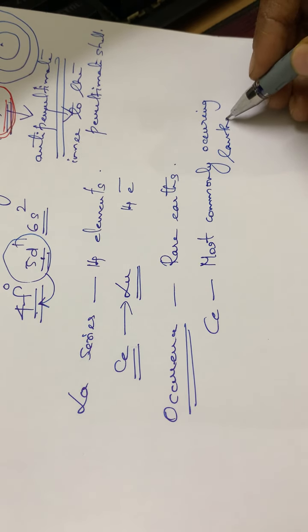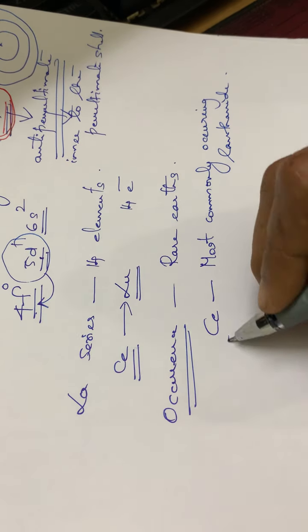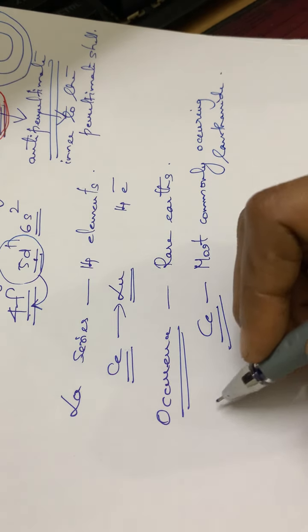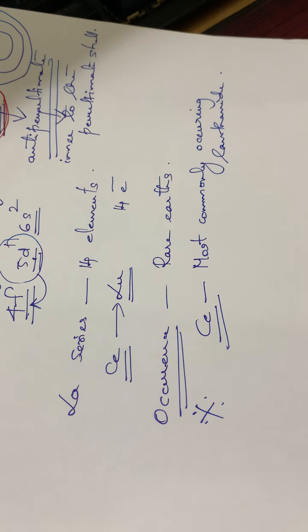The most commonly occurring lanthanide is cerium. Just keep in mind these points, because sometimes one more question may be asked on this.